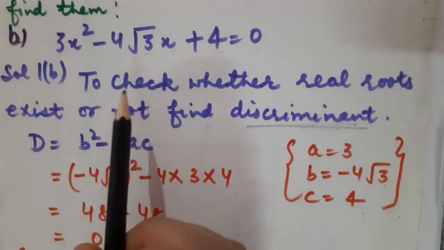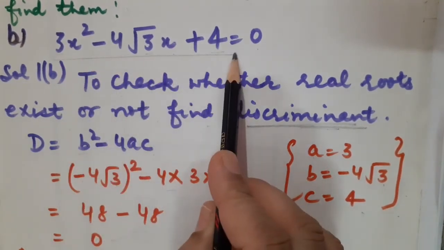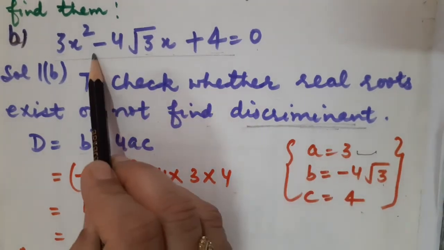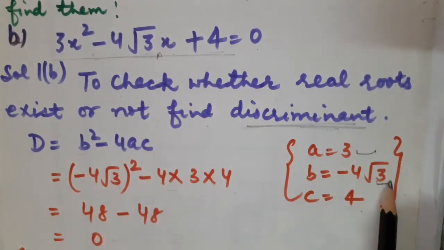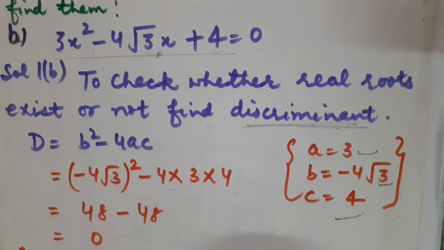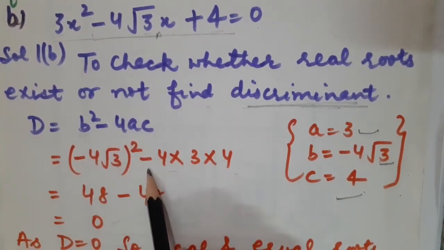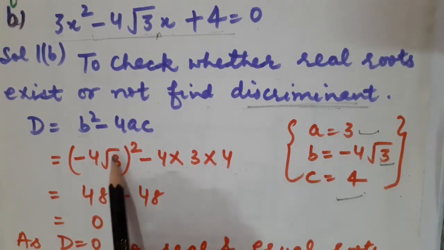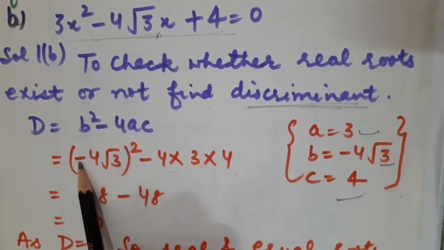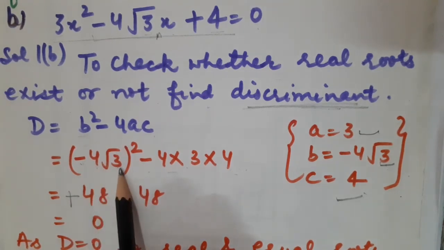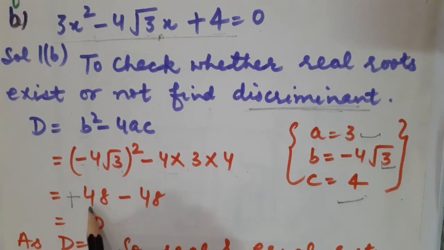When you compared this given quadratic equation with the generalized form, you came to know that A is equal to 3, B is equal to minus 4 root 3 and C is equal to 4. Just insert these values. So minus 4 root 3 whole square minus 4 into 3 into 4. Please simplify this. Minus into minus will become plus. 4 square will be 16 and root 3 square is 3. So 16 3s are 48. This is minus 48. So what is D? D is equal to 0.